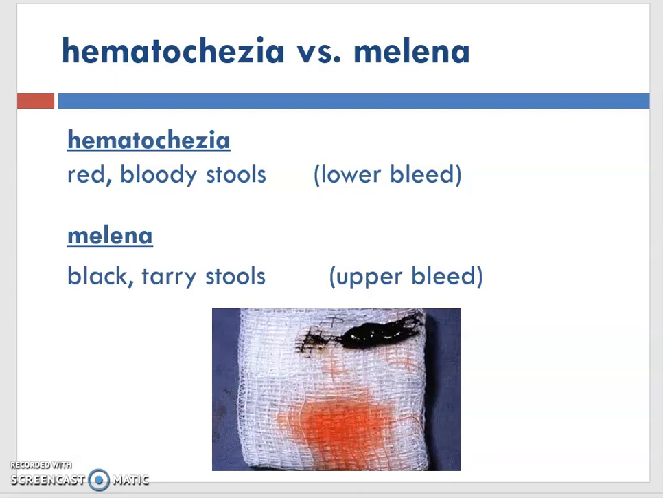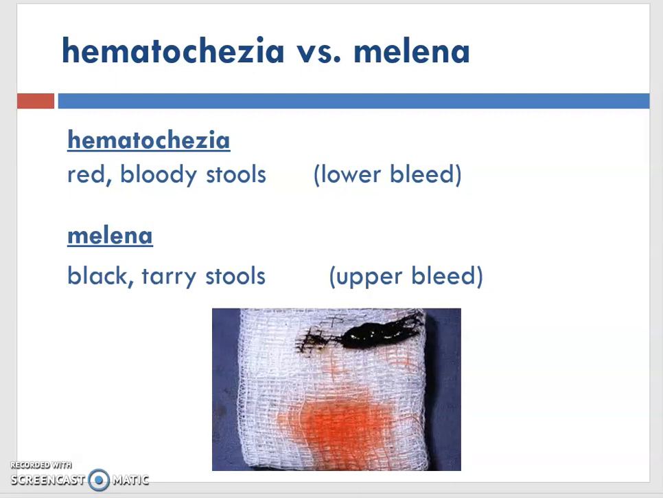Hematochezia, this red one that you see on this 4x4 here, is less concerning. That could be a hemorrhoid or something in the very low GI tract that might be resolved within a physician's office. Melena, however, is blood that has gone through the digestive tract. Your body has partially digested it, and it comes out looking, as you can see in this example, like a black tarry stool, and that is definitely more concerning.